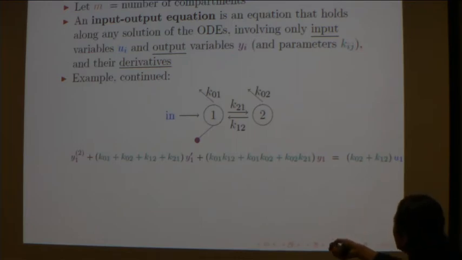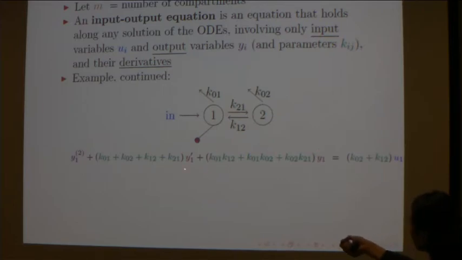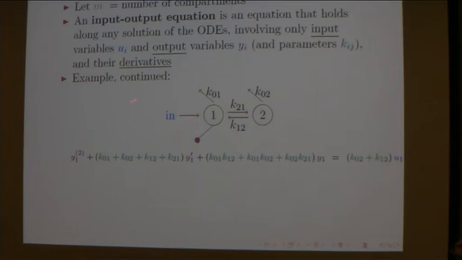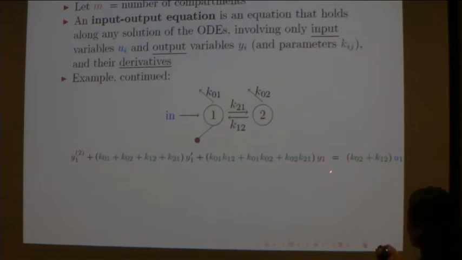Output is always purple. So on the left-hand side, I have these purple variables, y1, the derivative of y1, and then the second derivative of y1. On the right-hand side, in blue, I have the input variable u1. So this says that along any solution of the ODEs coming from the system, y1 and its derivatives satisfy this equation with respect to the solution u1. Okay. So one of our goals in this talk is to explain this possibly mysterious input-output equation, and then use it to get some of our newer results.